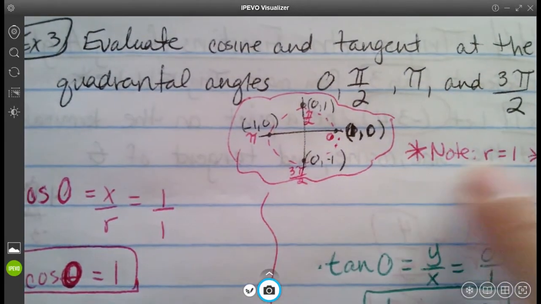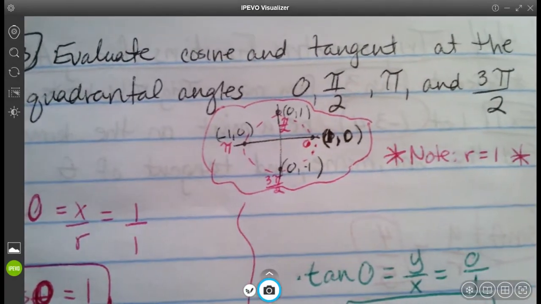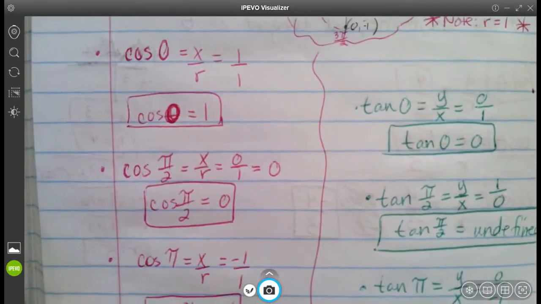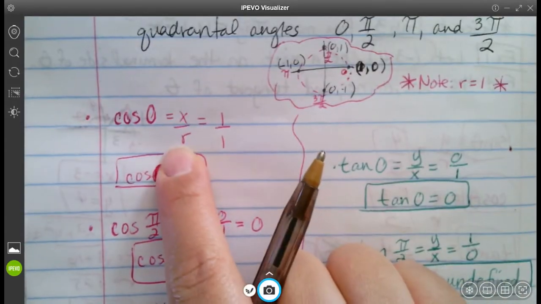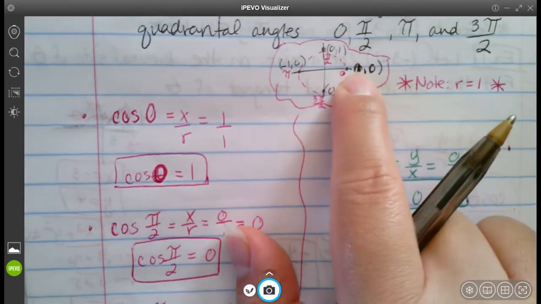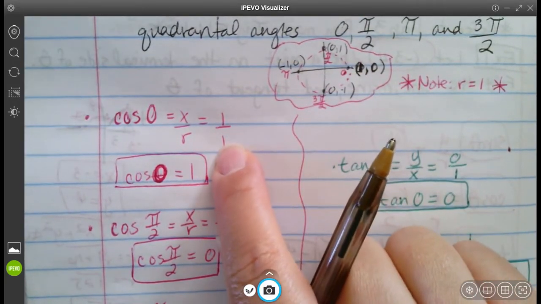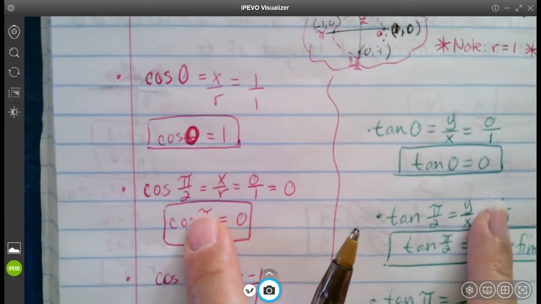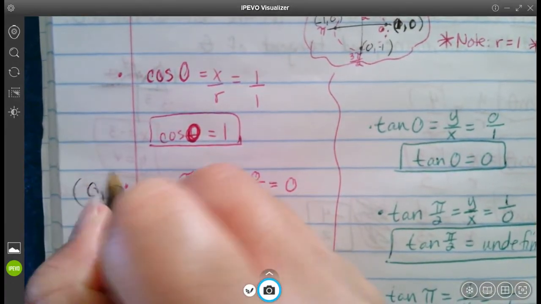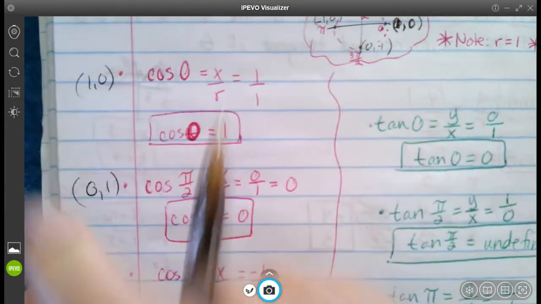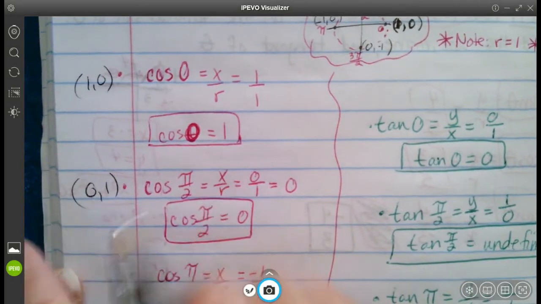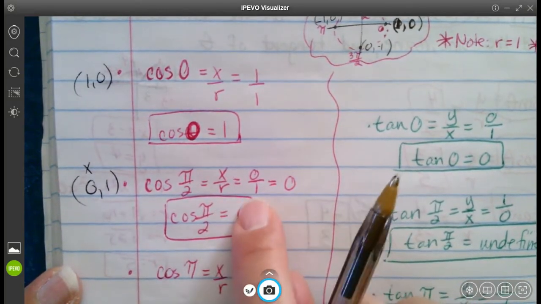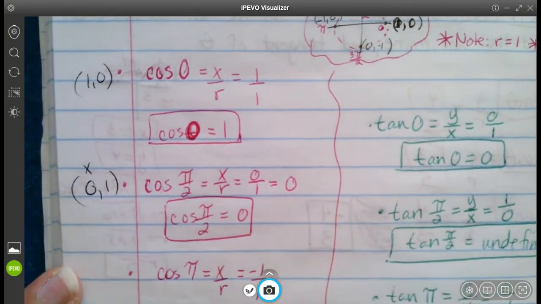Okay, and we're just going to note that the radius is equal to 1, because this is the unit circle in this case. So cosine of 0 would be x over r. My x value here is 1. So 1 divided by my r, which is 1, is just equal to 1. Cosine of pi halves, we're using the point (0, 1). So again, my x is going to be 0 divided by my radius. Radius is always 1 for these. 0 over 1 is 0.